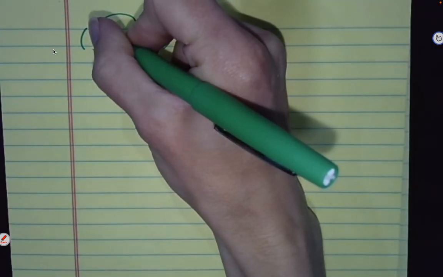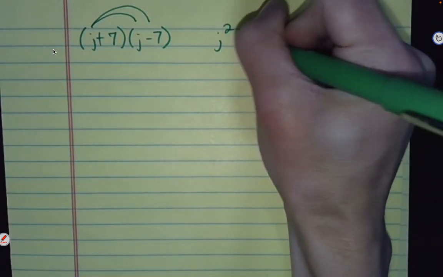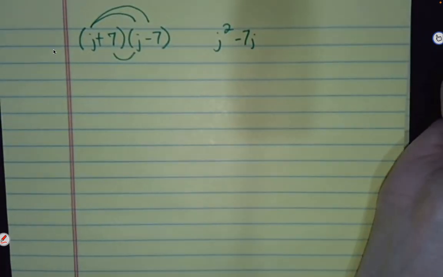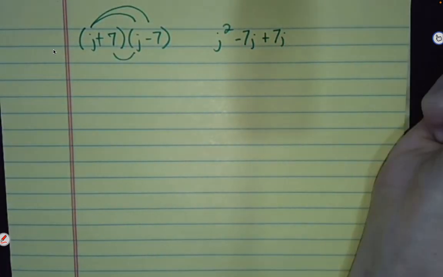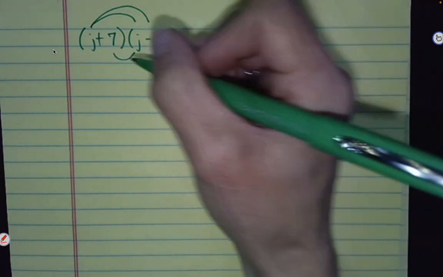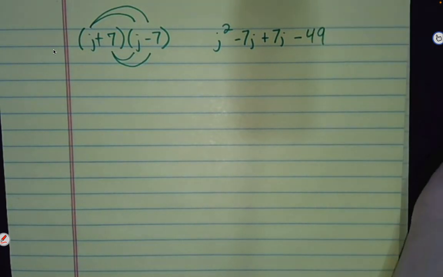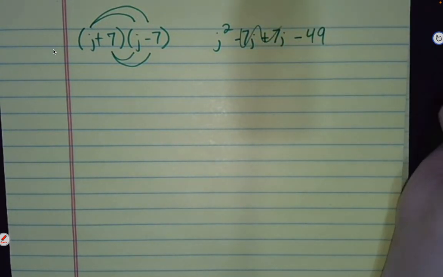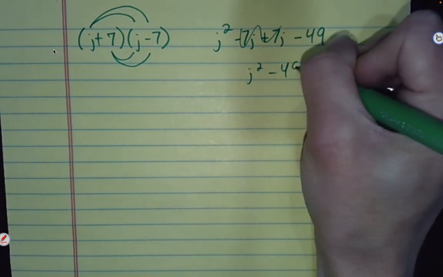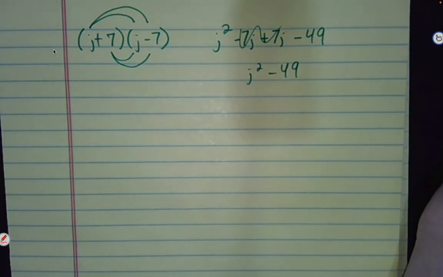What is j times j? J squared. What is j times negative 7? Negative 7j. What is 7 times j? Plus 7j. See what happens there? Then what's 7 times negative 7? Negative 49. So what happens to the middle terms? They cancel out. A negative 7j and a positive 7j would cancel. So it's j squared minus 49. You can't combine them because we're adding and subtracting. So it's just j squared minus 49.